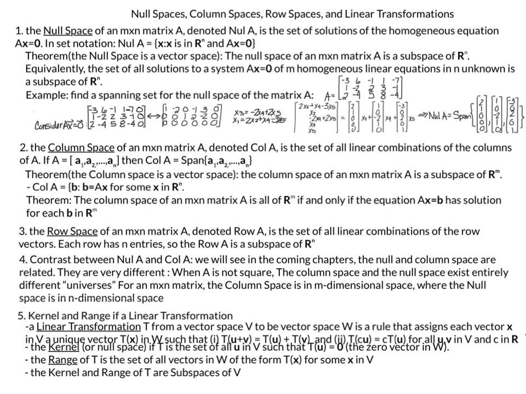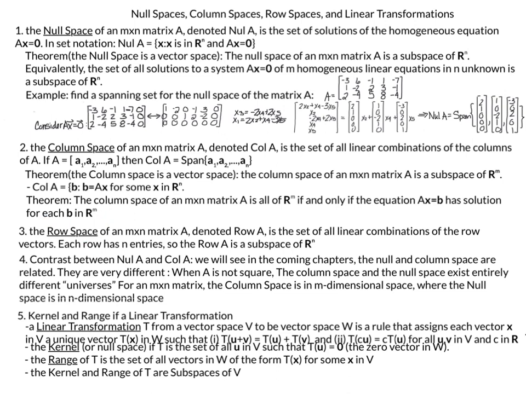Next, we'll look at the column space of an M by N matrix, denoted col A, and that's the set of all linear combinations of the columns of A. So if A is the matrix with column vectors A1, A2 up to AN, then the column space of A is equal to the span of the column vectors A1, A2 up to AN. And we similarly have a theorem that says the column space is a vector space.